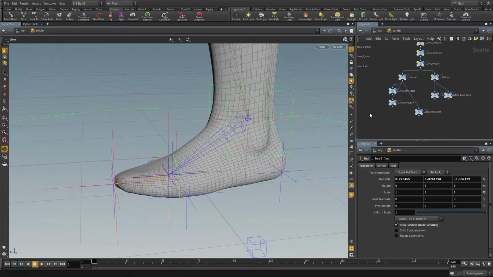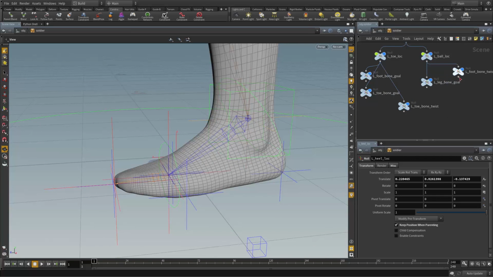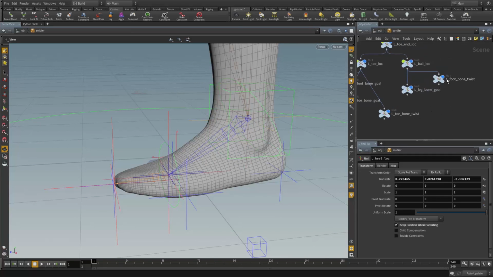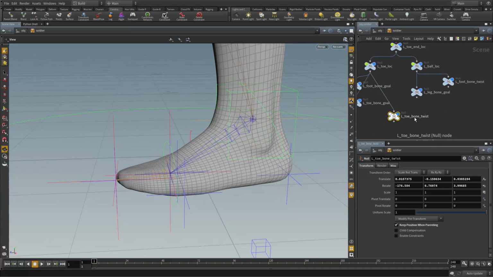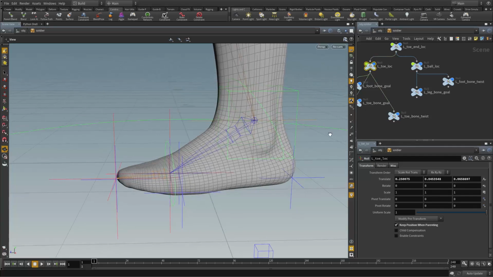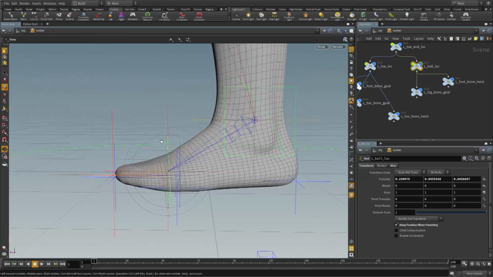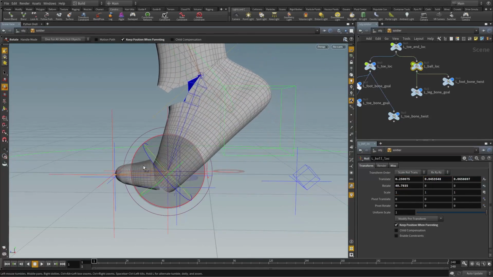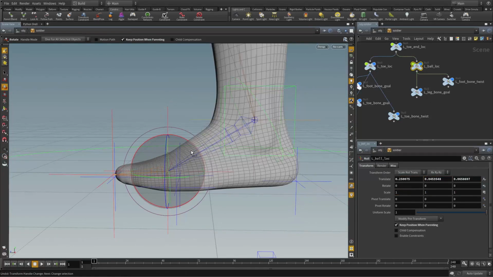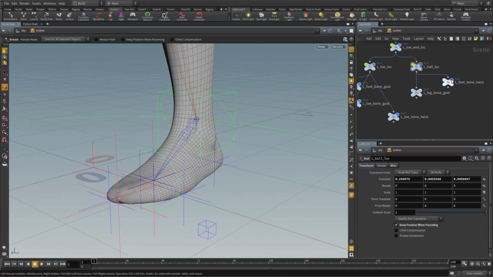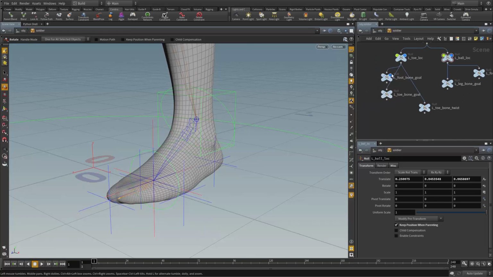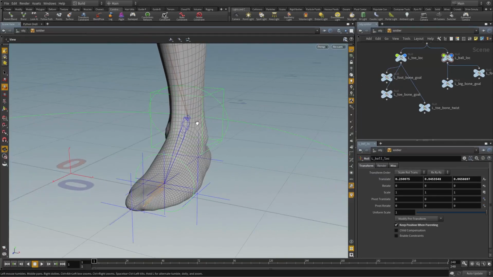So after doing a little bit of testing, I found that instead of parenting both the toe bone twist and the foot bone twist to the left ball location, I got a little bit better behavior if I parented the left toe bone twist to the toe location. So now these behave a little bit better. I get a nice firm toe here when I'm rotating from the ball of the foot. So I'm going to turn off these goals and the twists to make it a little easier to see what we're doing.